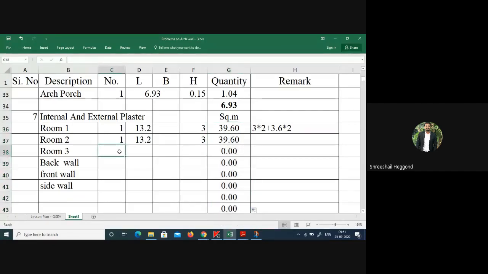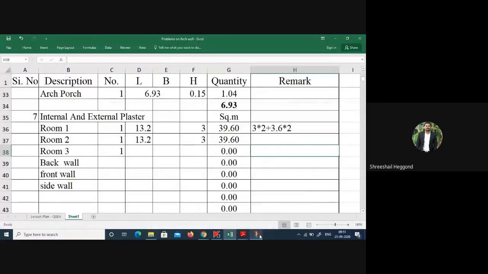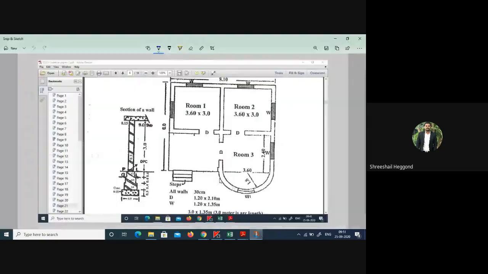And next, room number 3, number is 1. Length can be written as horizontal length 3.6 meter and the side walls are of 2.4. Therefore, we can write 3.6 plus 2.4 into 2 plus curved wall internal dimension you have to find out, that is pi r. R value is 1.8 over here. 5.66 will be the length.